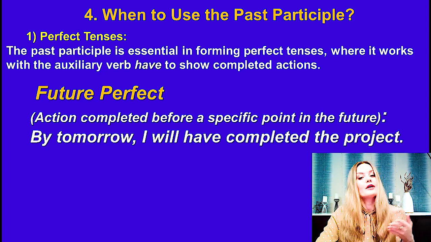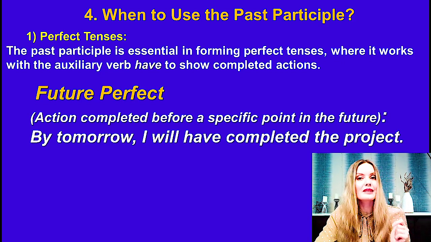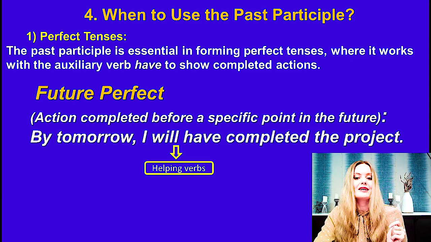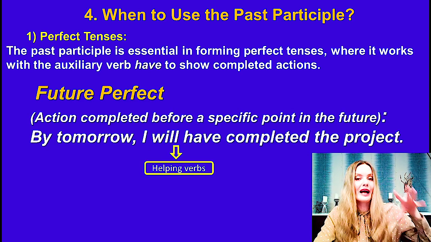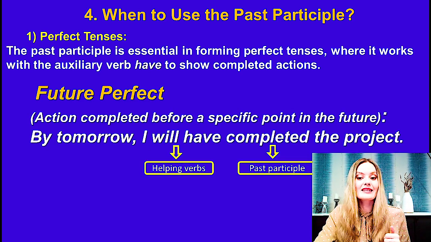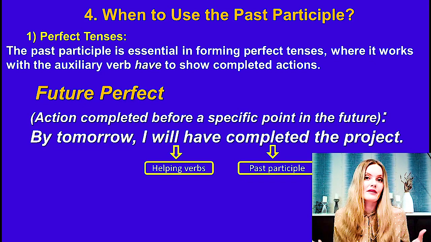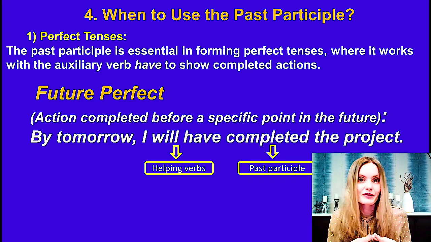For example, by tomorrow, I will have completed the project. So we have the helping verbs will have, and completed is a past participle. Together, they form the future perfect tense.